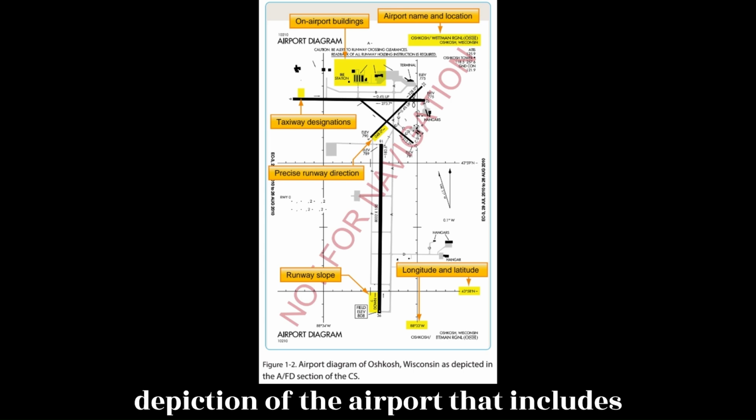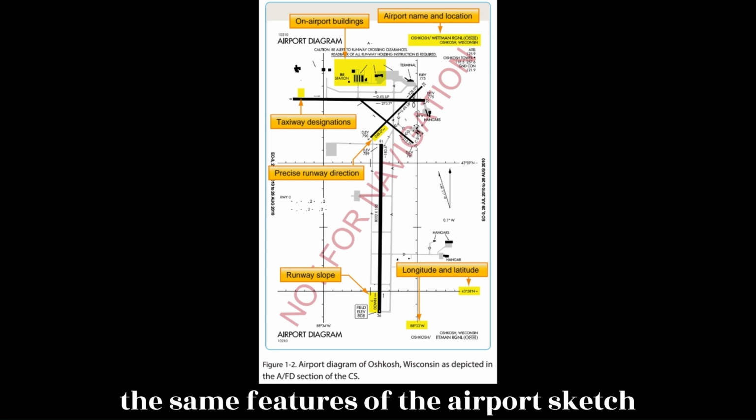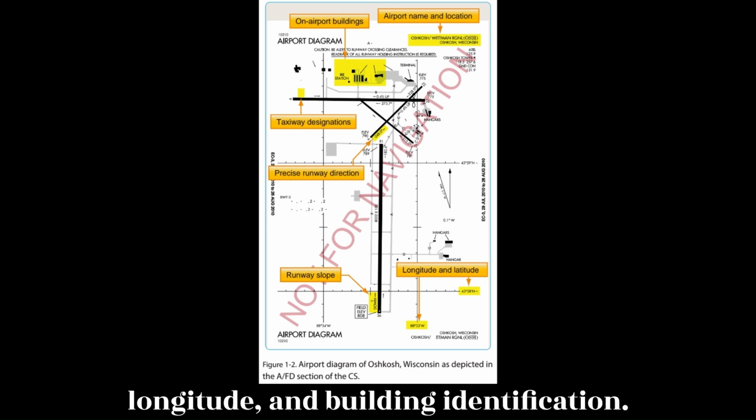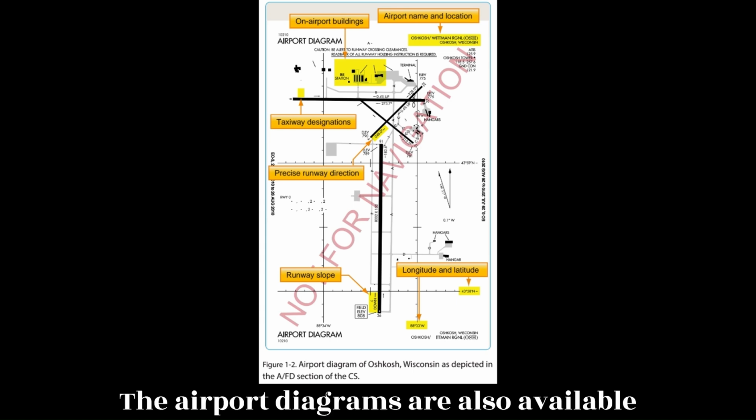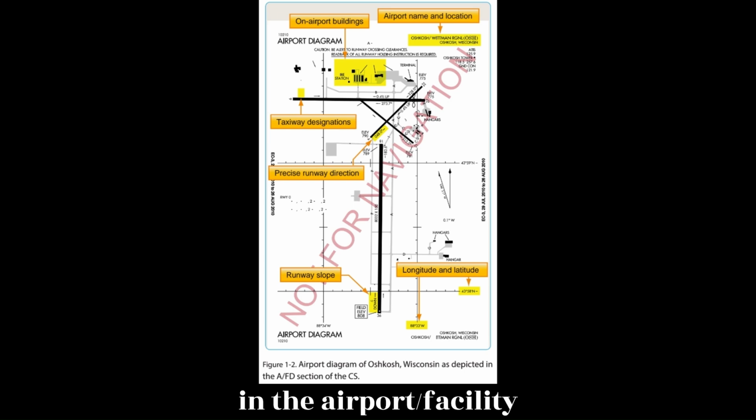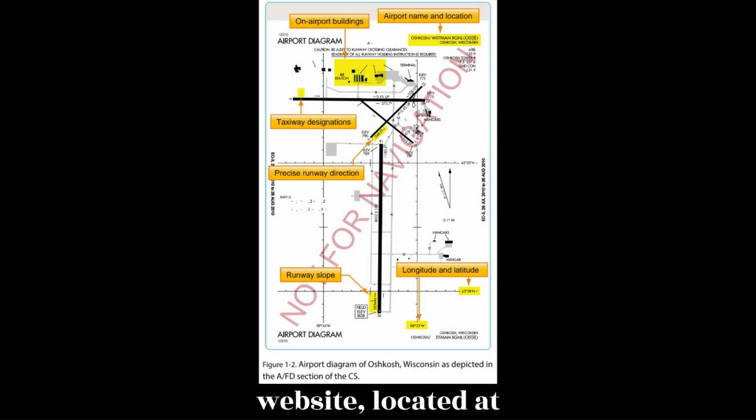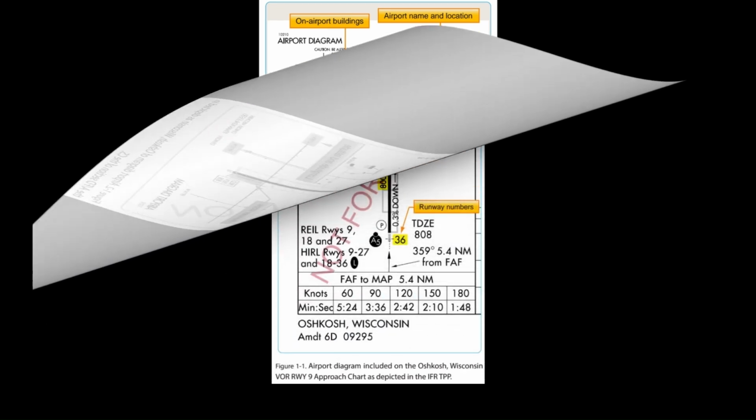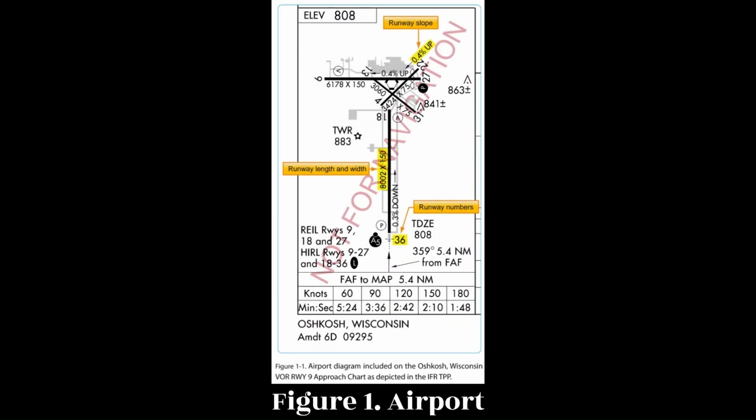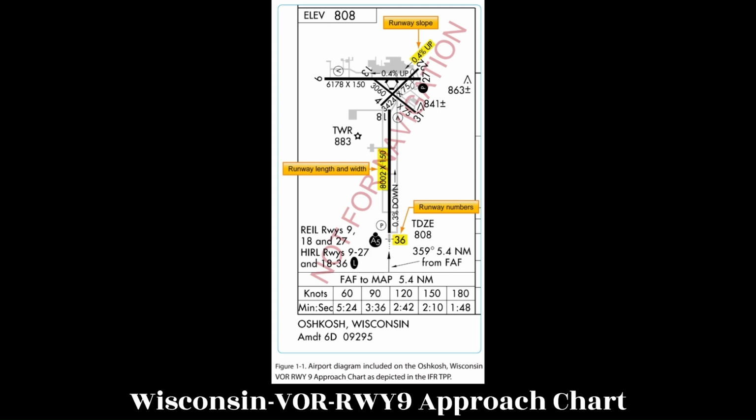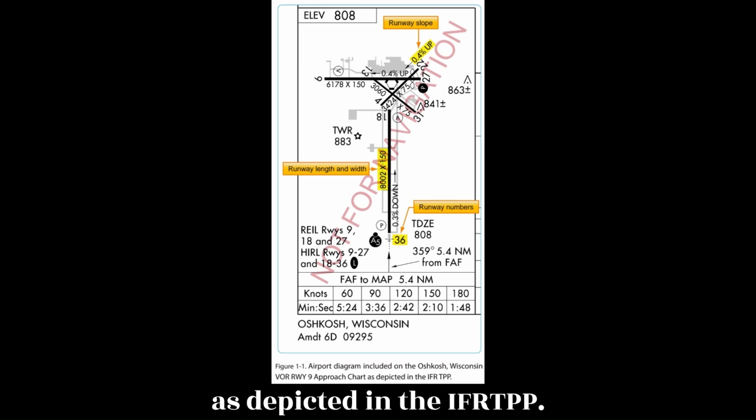It is a full-page depiction of the airport that includes the same features of the airport sketch plus additional details such as taxiway identifiers, airport latitude and longitude, and building identification. The airport diagrams are also available in the Airport/Facility Directory section of the Chart Supplement, CS, and on the Aeronautical Information Services website, located at www.rnav.faa.gov, Figure 1.2. Figure 1.1. Airport diagram included on the Oshkosh, Wisconsin VOR RWY-9 approach chart as depicted in the IFR TPP.